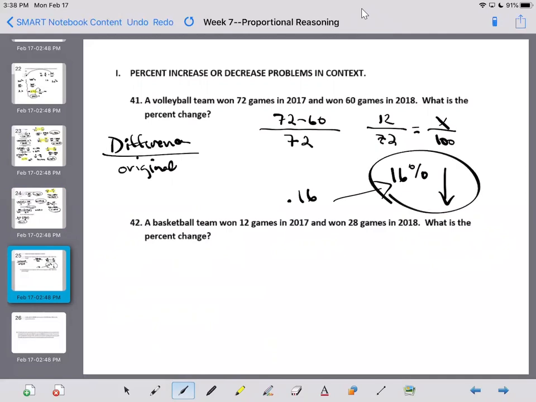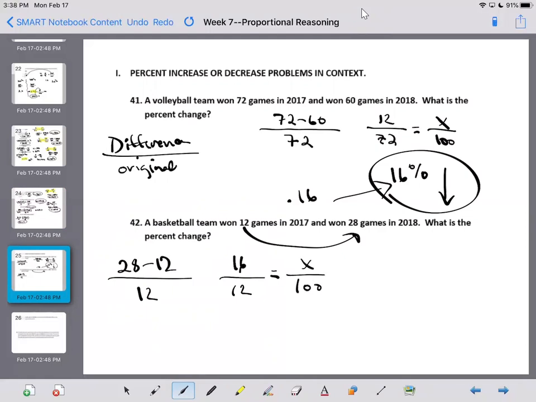Well, let's flip it. A basketball team goes from 12 wins to 28 wins. Well, that's a difference of 16. So again, what you're looking for is that 16 out of 12, that's more than 100%. Okay, so 16 divided by 12 is 1 3/10, which would be 133% increase in winning.